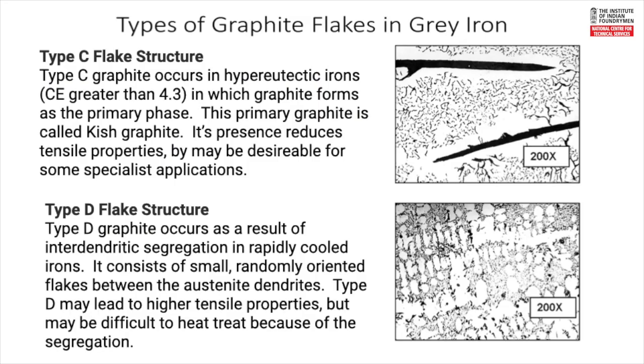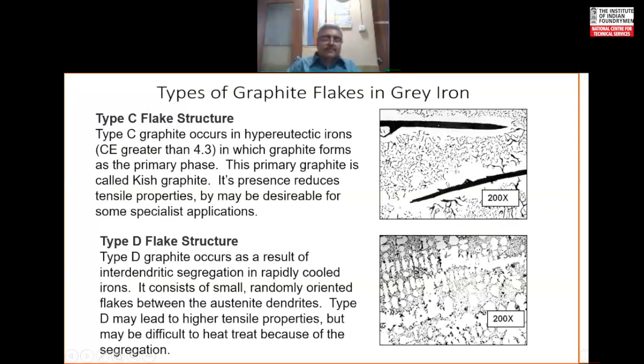Now, type D flake structure occurs as a result of interdendritic segregation in rapidly cooled irons. That means the cooling rate has a big impact. It consists of, you see these small ant-like things here, randomly oriented flakes between the austenite dendrites.